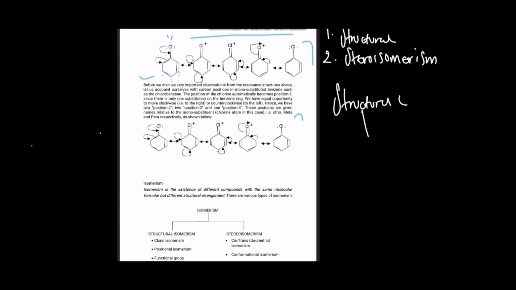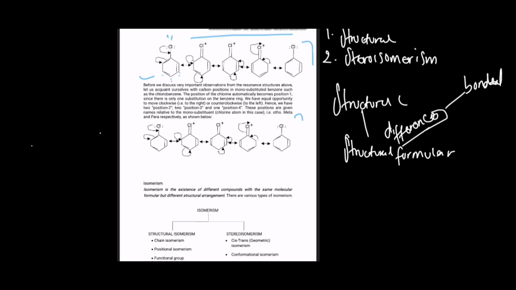Please take note of this. This is a type of isomerism that occurs as a result of differences in the structural formula, meaning the way the atoms are connected, right? Yes, the way the atoms are bonded. That is their structure altogether. This is the type of isomerism that arises due to differences. Please take note, the structural isomerism is the type of isomerism that occurs due to differences in structural formula, that is the way the atoms are bonded, right?